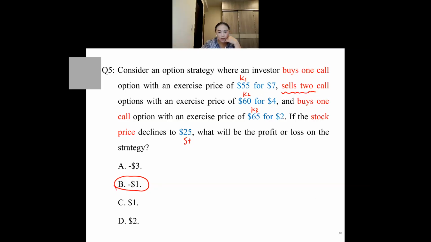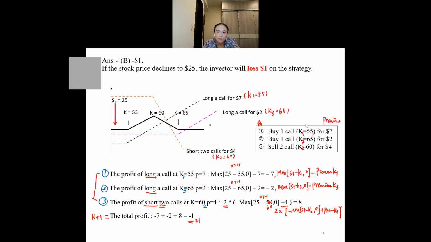Let's take a look at this diagram because we drew it pretty clearly. This is obviously a butterfly strategy. You long a call with K1 at $55, and then you short a call for K2. K3 is $65. Oh, the second one is short the call here.